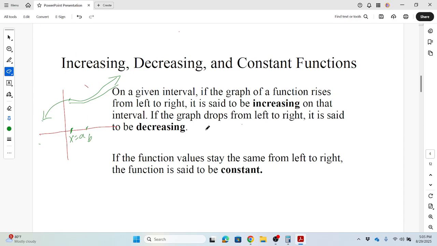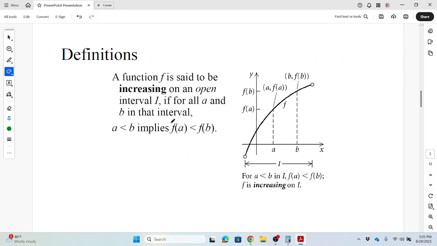By looking at the graph, it's easy, but sometimes they give you the function, and then you need to compare the value of the function at different points. So let's say this is the graph. This graph is increasing because the value of the function at the right point is greater than the value of the function at the left points. So our function f is said to be increasing on an open interval, any open interval. In this case it's a to b. If for all a and b in the interval, the value of the function at b is greater than the value of the function at a. So that's a proper definition.